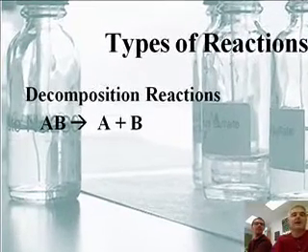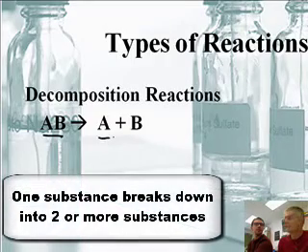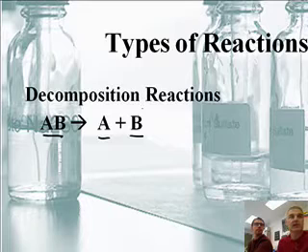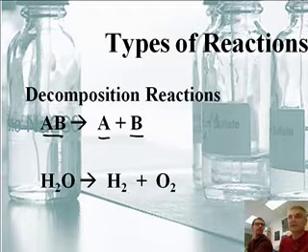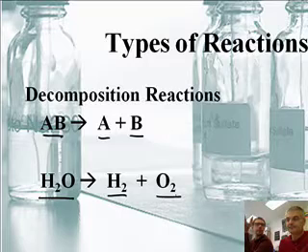So in a decomposition reaction, you have one substance that turns into two or more. Usually two, it could be more. So AB turns into A and B. An example of that would be actually the reverse reaction, the one we just talked about. Water can be decomposed into hydrogen and oxygen. Guys, this is the exact reverse of a synthesis or a combination reaction. If you flip it around, you have a decomposition reaction.